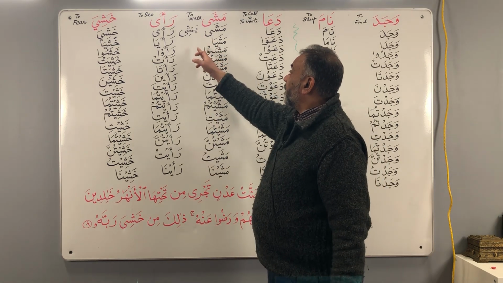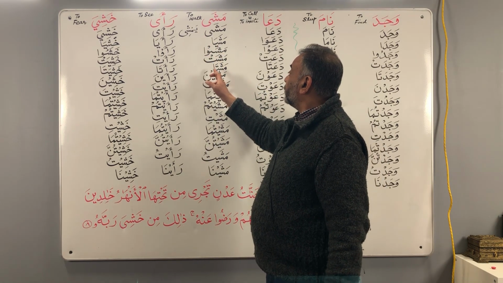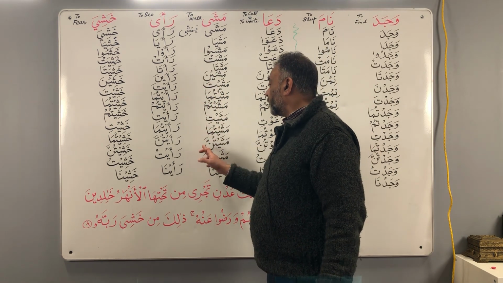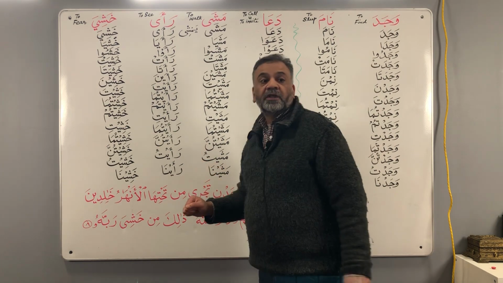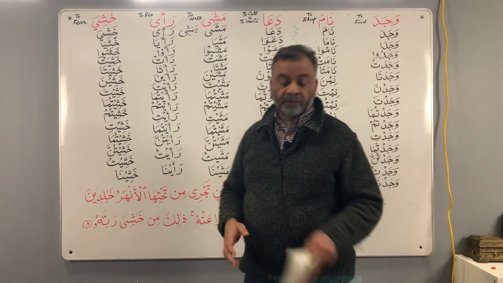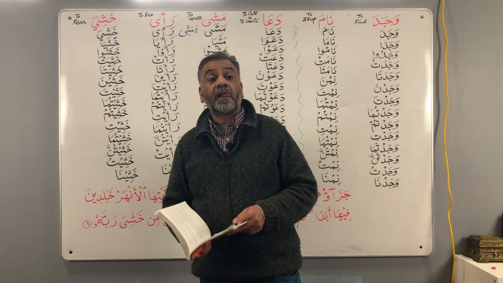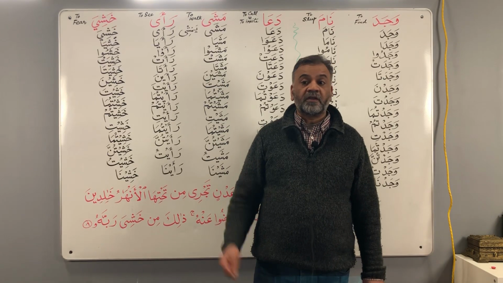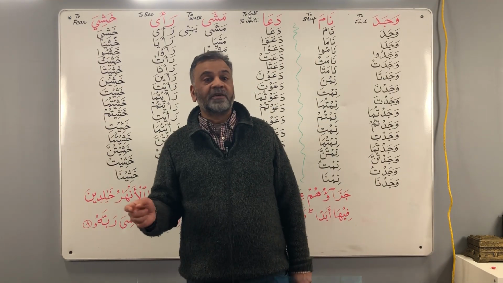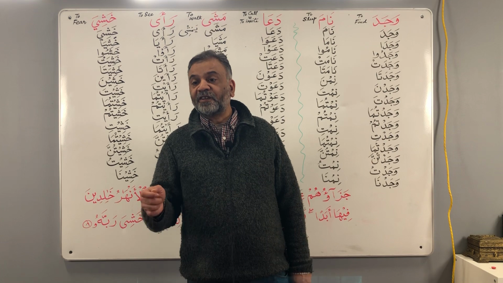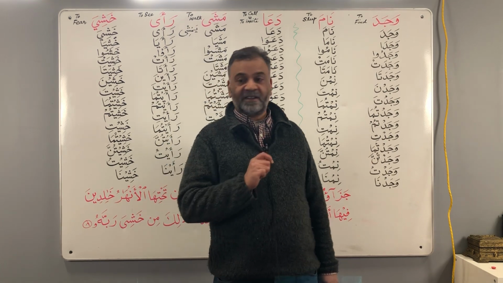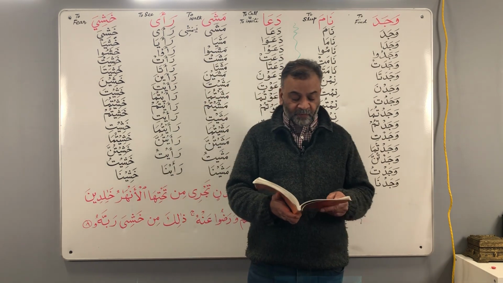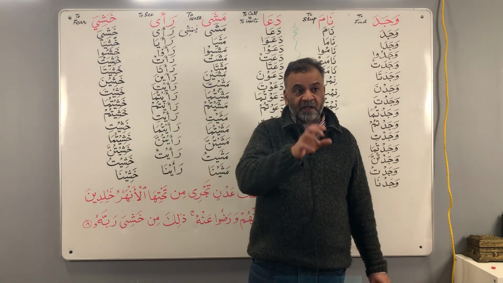Shaka, shakaya, shakau, shakat, shakayata, shakaina, shakaita, shakaituma, shakaitum, shakaiti, shakaitunna, shakaitu, shakaina. Right? Tala, he recited. In Suratul Bayyina, yatlu comes: yatlu rasulum minallahi, yatlu suhufam mutahhara. Yatlu, tala yatlu, right? But that is yatlu in the hum form.